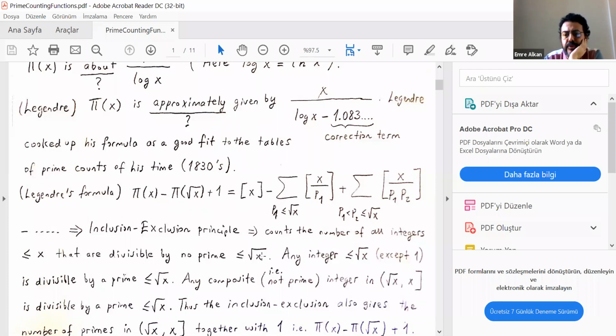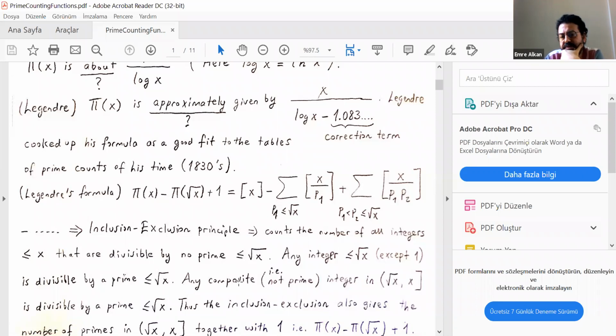But now let's make a couple of observations. Any integer less than or equal to square root of x, of course, with the single exception of 1, 1 has a very special status, is divisible by a prime less than or equal to square root of x by the fundamental theorem of arithmetic. I mean, that's for sure. And well, so those are gone in some sense.